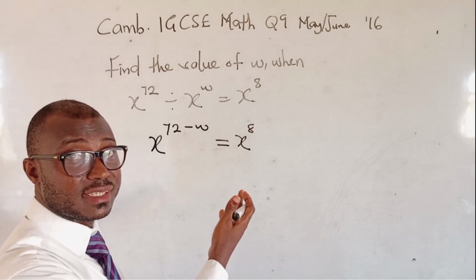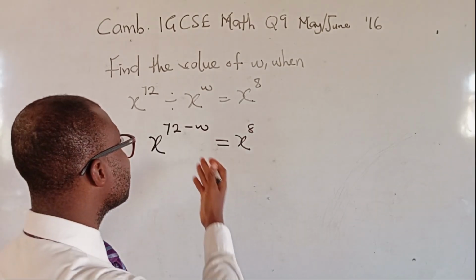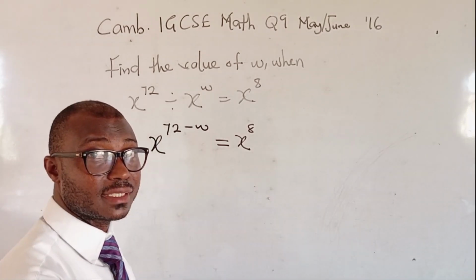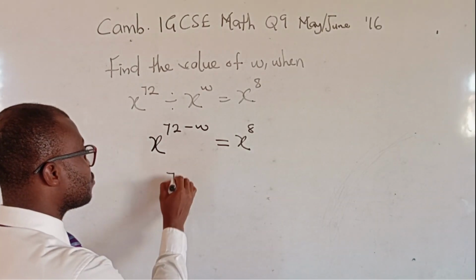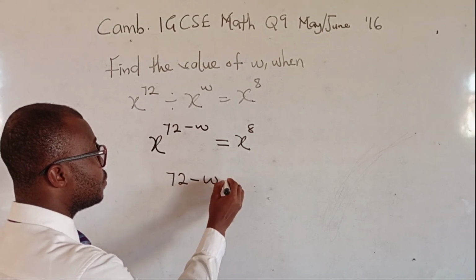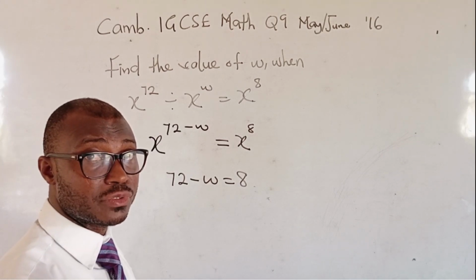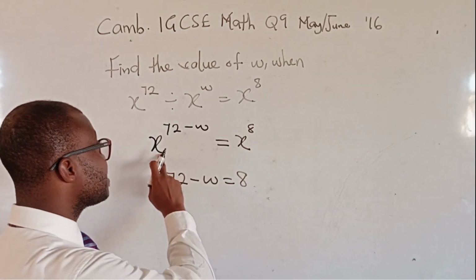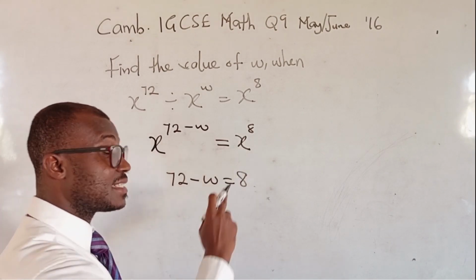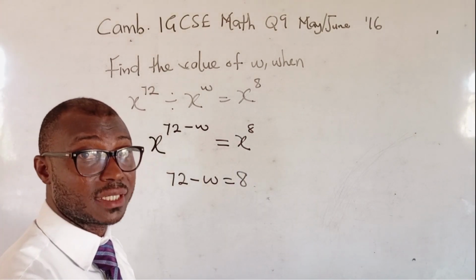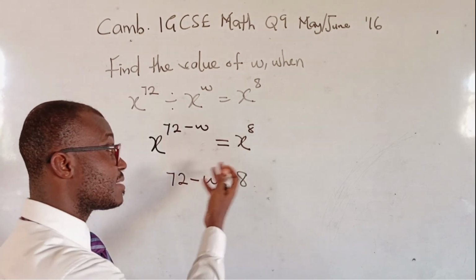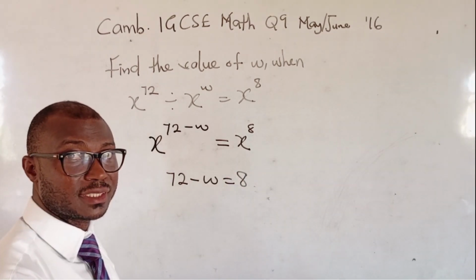Here the bases are also the same, and so we're going to equate the exponent. So we have 72 minus w is equal to 8. Don't be confused. Even here, the base is given as x. It is just like any variable or any number. And so when the bases are the same, we equate the exponent.